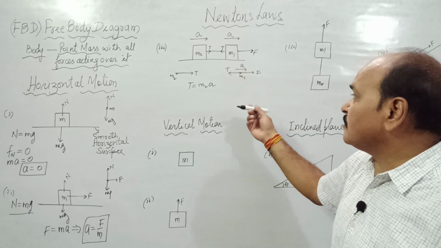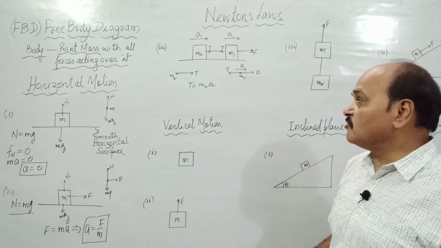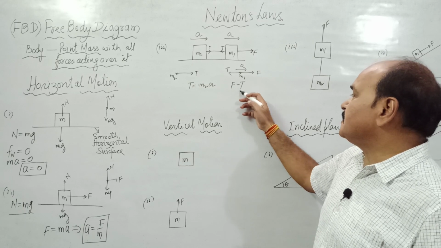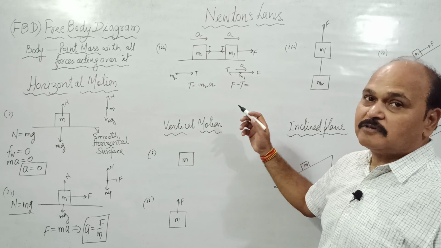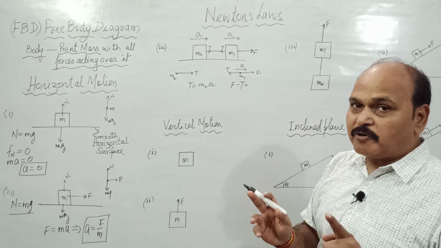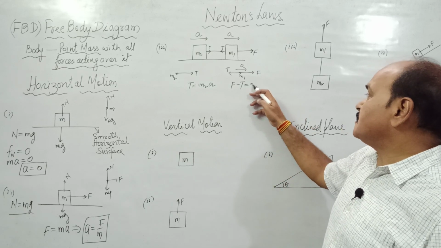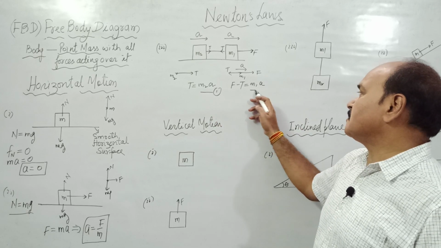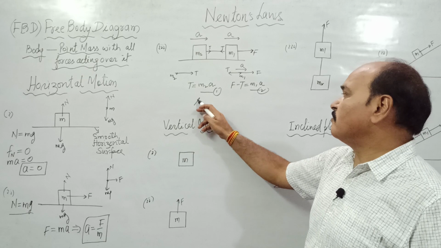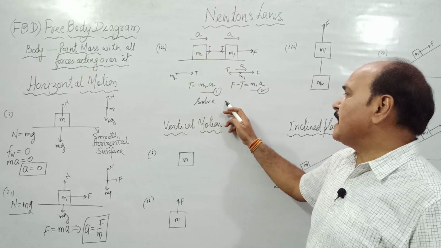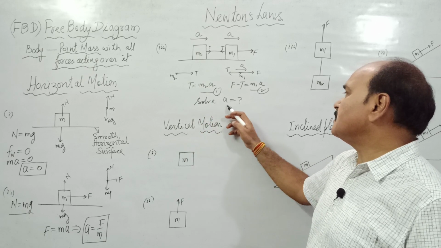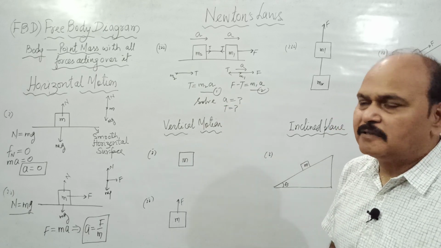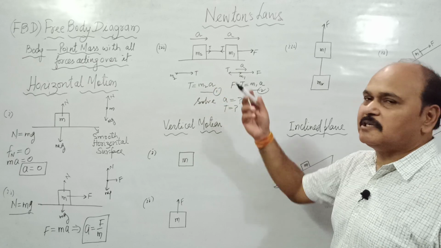That means the net force of these two antiparallel forces is going to be what? Is going to be their simple difference. F minus T is the net force, and that is equal to what? That is equal to mass of the body into its acceleration. That is m1 into A. So this is equation number 1. This is equation number 2. You can solve them for A as well as T. Just add, you will get A, and put the value of A here, you will get T.